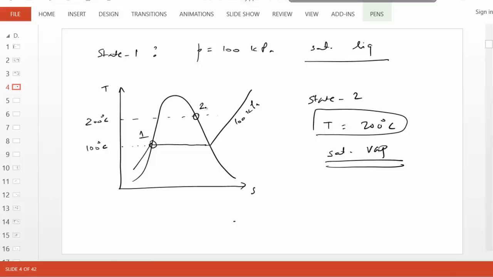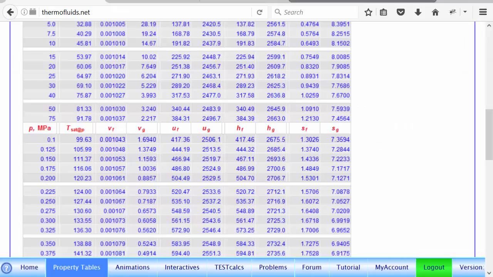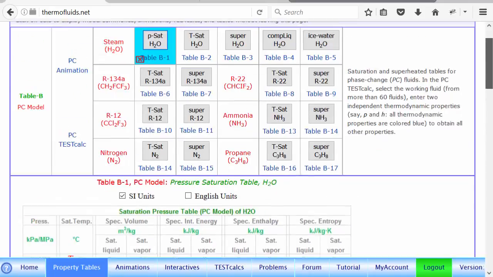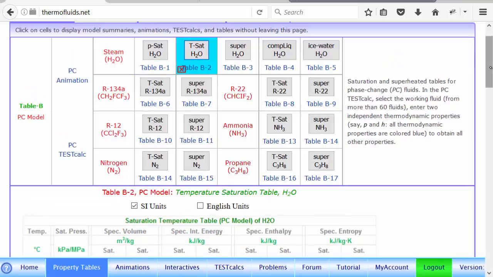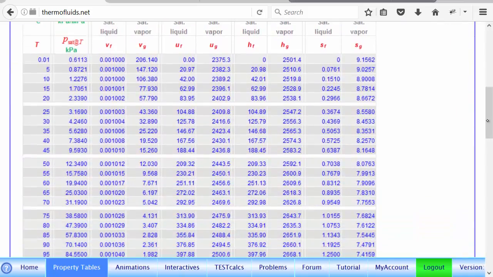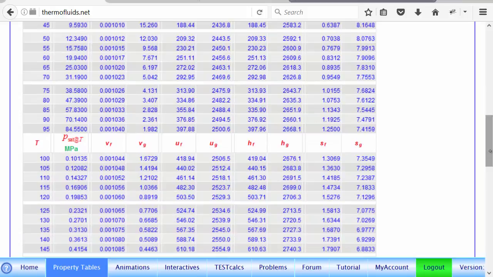As we solve many examples in the next module, you'll see that this would be very valuable, spotting your state on a TS diagram. So let's go and quickly find all the properties at temperature 200 degrees Celsius for saturated vapor. We go back to the table, but this time, because temperature is given, why use the pressure saturation? Use the temperature saturation table. And you can see, you can go there. Everything is similar except temperature is the first column. So you go to the 200 degrees Celsius.